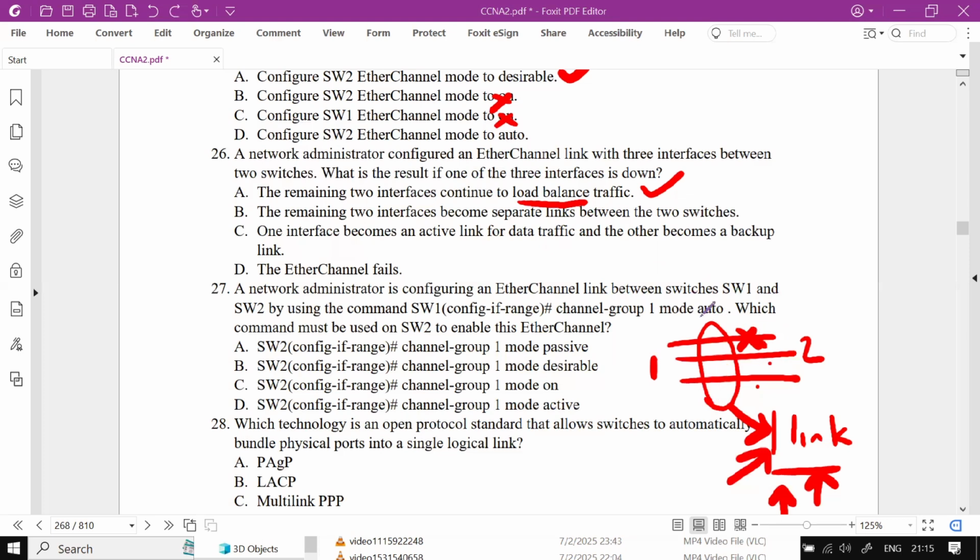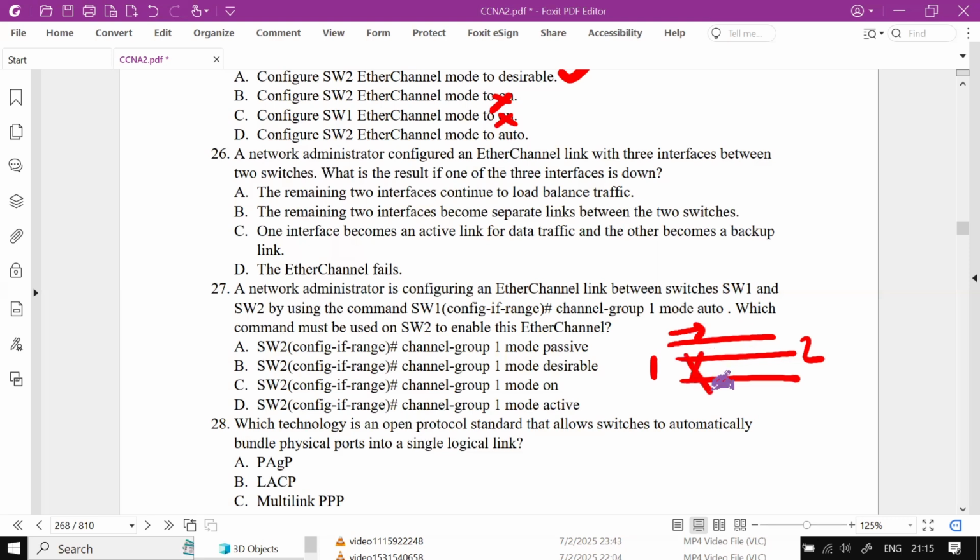So if I have three links, they are logically not linked. Backup means traffic is sent on the active one, and if that one goes down, then the other one becomes active and takes over. That's backup. That is what backup is, but it's not EtherChannel.